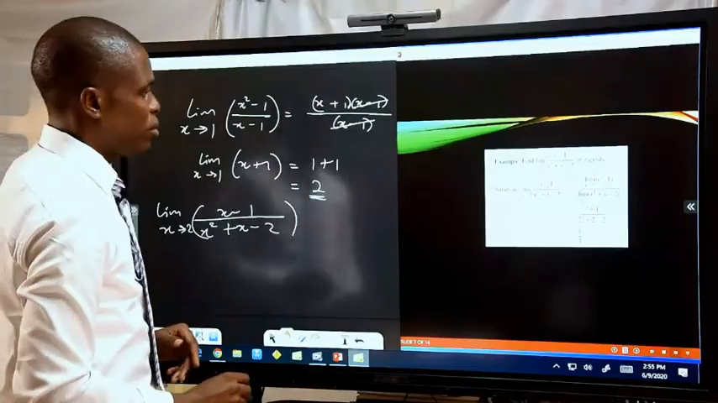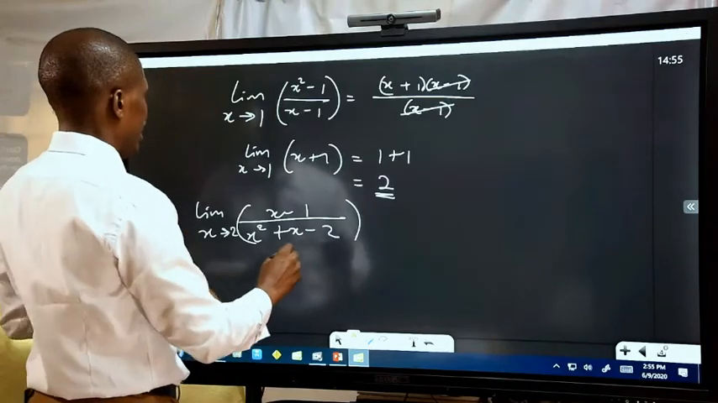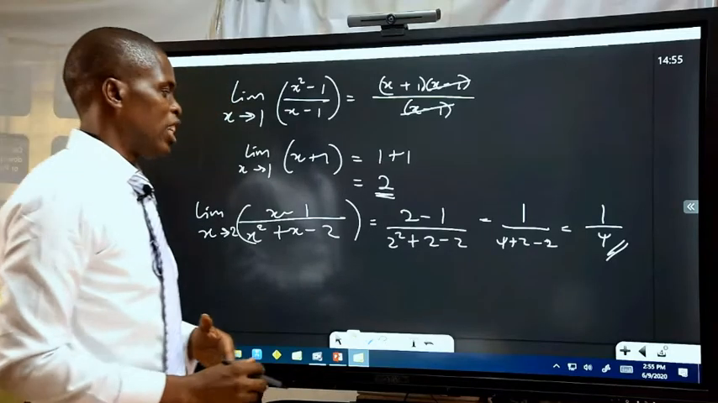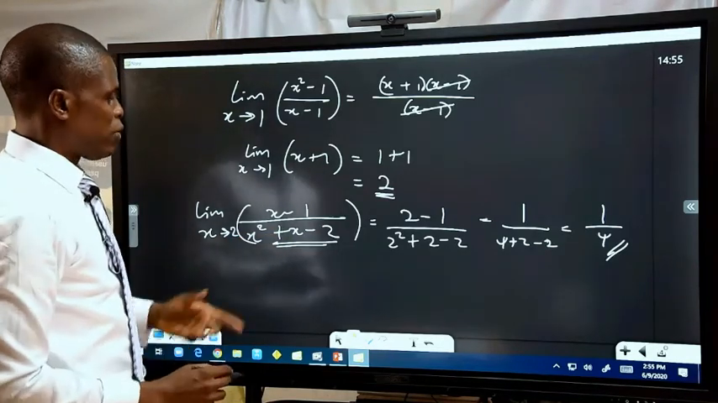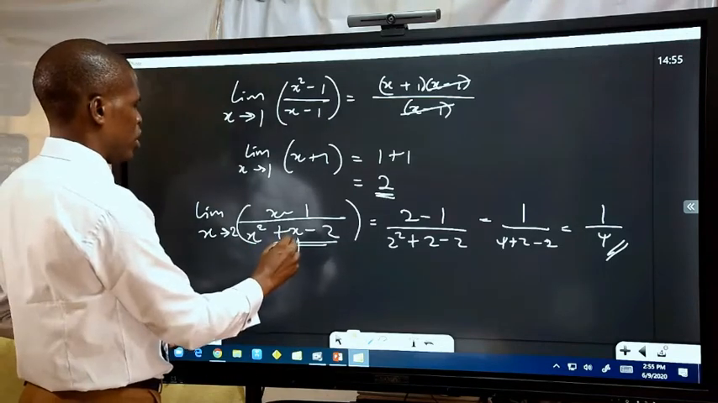So how do we do this? For us to do this, you need to solve directly. And when you are solving directly, as x approaches 2, we can say 2 minus 1 divided by 2 squared plus 2 minus 2. And that is equal to 1 divided by 4 plus 2 minus 2. And that is equal to 1 over 4. So we have 1 over 4 as the limit. If you look at the expression, you check, is it factorizable? If it's factorizable, can we factorize the expression? So if we can factorize the expression, let's see what we have.